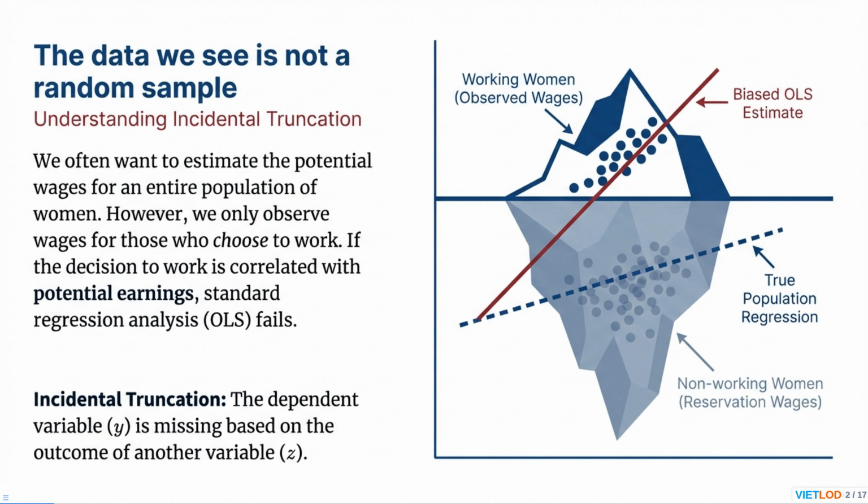If their decision to enter the workforce is correlated with their potential earnings, then a standard ordinary least squares, or OLS, regression will yield biased and inconsistent estimates. The graph on the right visually represents this. The visible data points, representing working women with observed wages, lead a standard OLS estimate to draw a much steeper line than the true underlying population regression, which accounts for both working and non-working women. This biased line demonstrates that OLS only sees the tip of the iceberg, missing the complete picture. This problem clearly highlights why we need a more sophisticated approach.